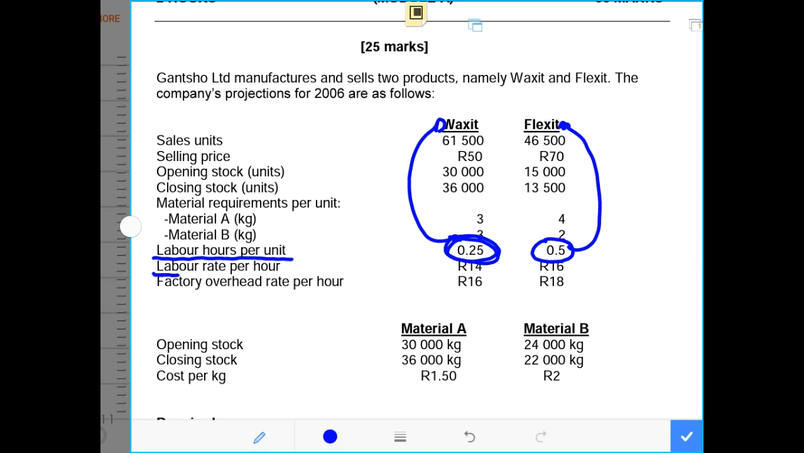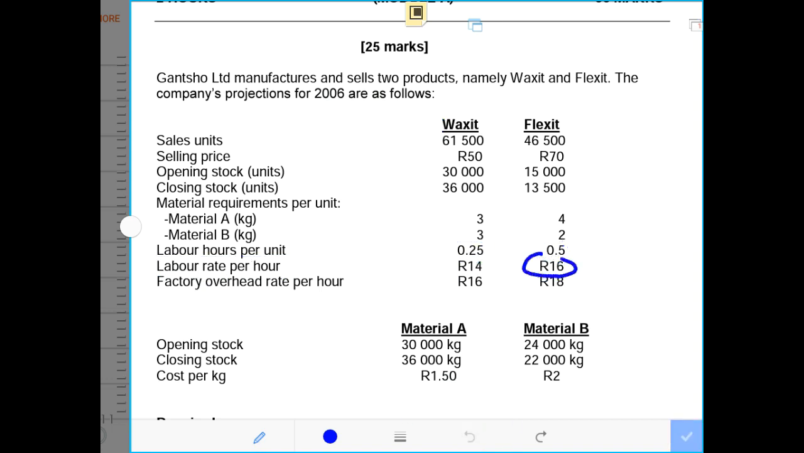Then after, we are given the labor rate per hour. That means the amount employees are paid per hour when they manufacture a product. And we are told that employees are paid 14 rand for product Waxit. And we are also told that employees are paid 16 rand for product Flexit. So now these are the labor costs in order to complete each of the products that we have, because we have 2 products.